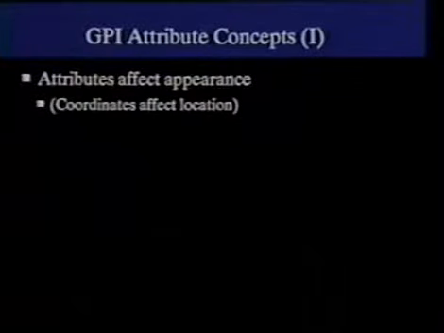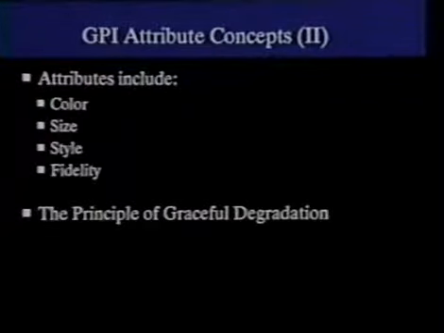The next set of concepts we want to take a look at is attribute concepts, where attributes affect the appearance of graphical primitives. Coordinates, again, affect location of those primitives. The attributes that are supported by the GPI include color, the size of an element, that is, should a line be wide or should it be narrow, the style of an element, that is, should it be an interrupted line or a dashed line or dotted line or what have you. And finally, some control is provided over the fidelity with which the image must be created.